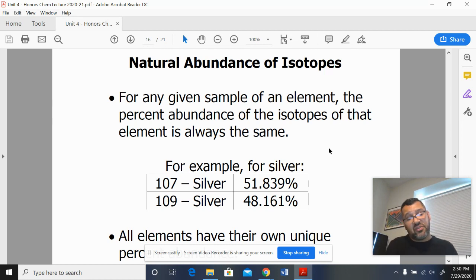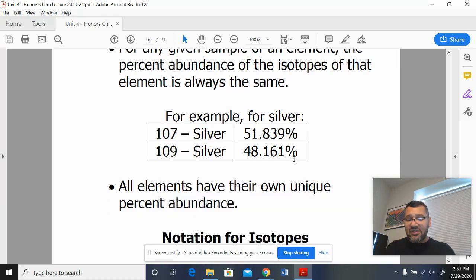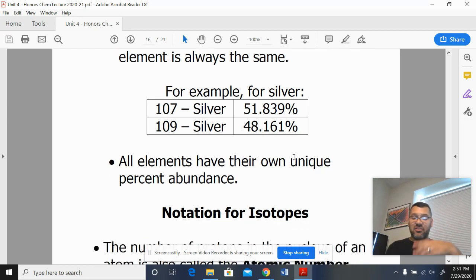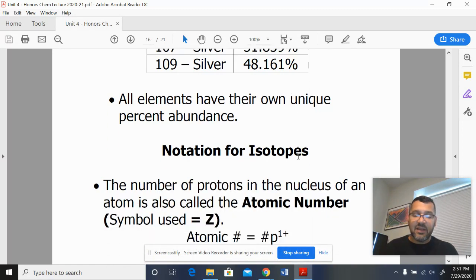For example, I give you silver. Silver has two isotopes, 107 and 109. And one of them exists 51.839% of the time, and the other one exists 48.161%. Together that adds up to 100%. So out of 100%, it's almost a 50-50 of these two different kinds. Now, every single element has its own unique balance of the percentage of the isotopes, and there's nothing fixed, and there's nothing that it has to be. It just sort of is what it is.